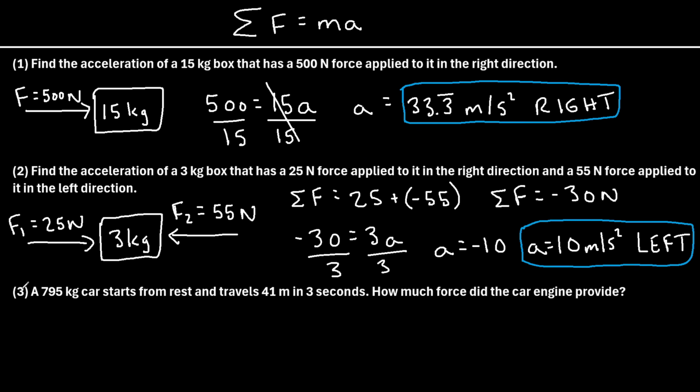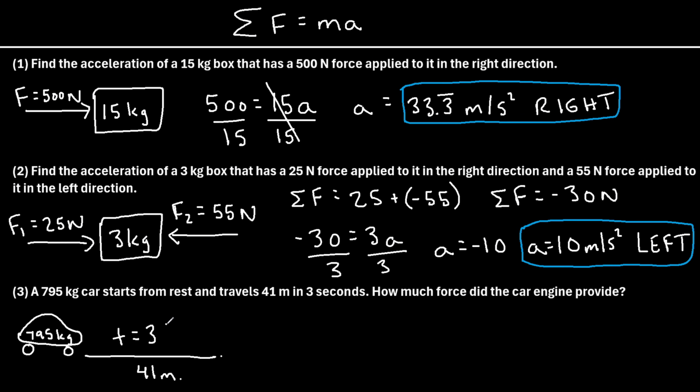All right, let's check out our very last example. A 795 kilogram car starts from rest and travels 41 meters in 3 seconds. How much force did the car engine provide? So this question's a little bit different. So we have this car, and it's 795 kilograms. That's the mass of the car. And we are told that it travels 41 meters. So this distance is 41 meters over the course of 3 seconds. So let's say t is equal to 3.